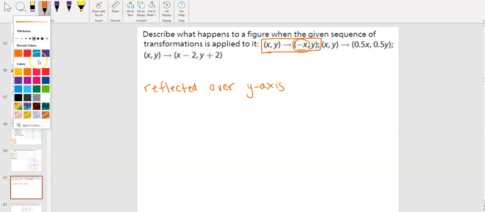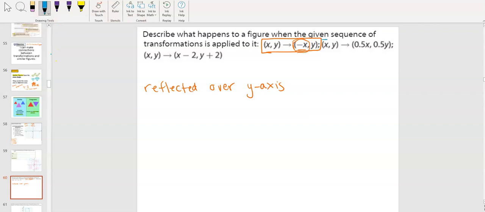Okay, then we are going to go over here where we're looking at 0.5 times x. That is multiplying by a half. So I know that that was a dilation, a reduction, because I'm going smaller. If it's a fraction or a decimal, it's a reduction of 0.5 or 1/2.